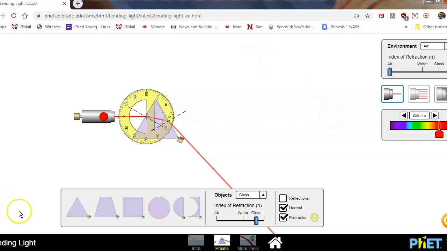Follow the instructions, take your screenshots, and submit everything, including your calculations. Follow those in the lab manual. See you soon.